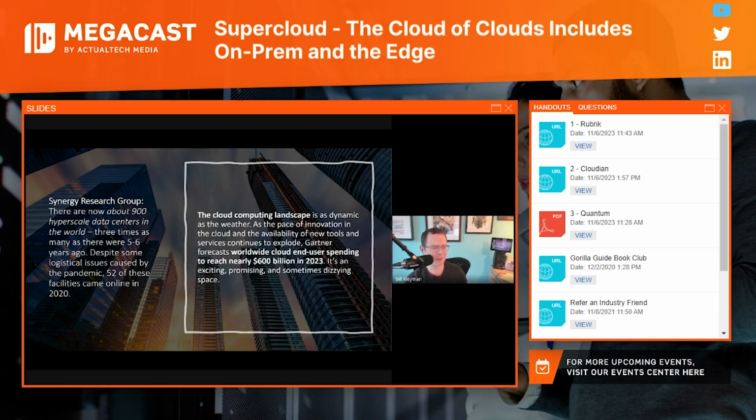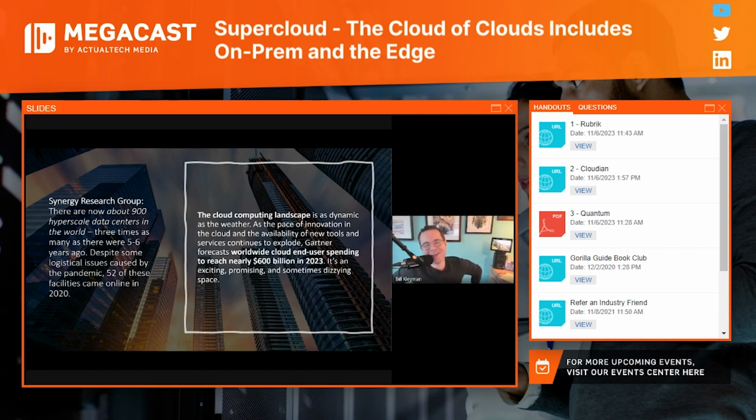Now, despite crazy logistical issues and everything else, 52 of these hyperscale facilities supporting cloud came online during the pandemic in 2020. Now, this goes without saying, everybody listening to me, the cloud computing landscape is as dynamic as the weather. No pun intended. Sometimes it's cloudy out there.